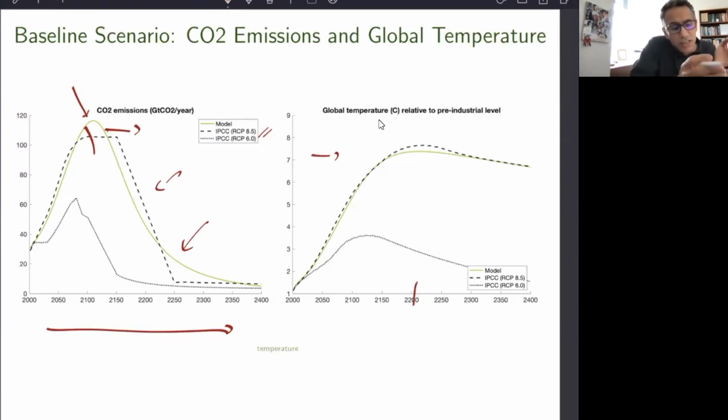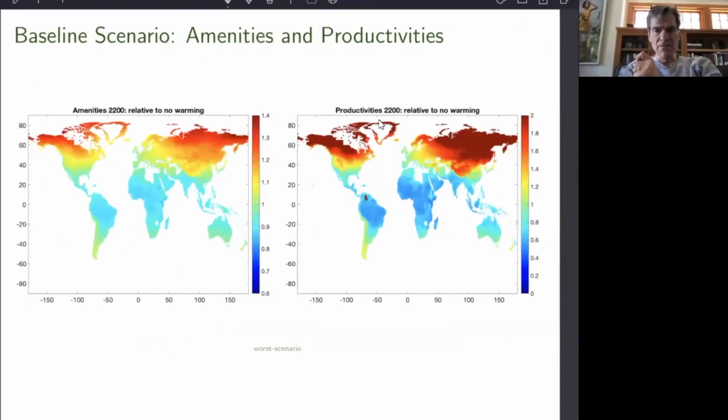And you can see that the curve is very similar to the one the IPCC has generated for that scenario. But of course, here the whole economy, everything is endogenous. The whole economy is operating in order to generate these increases in temperature.